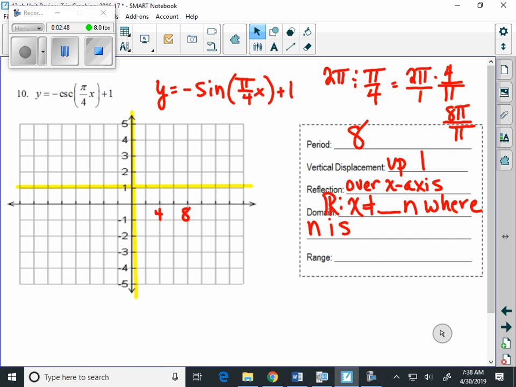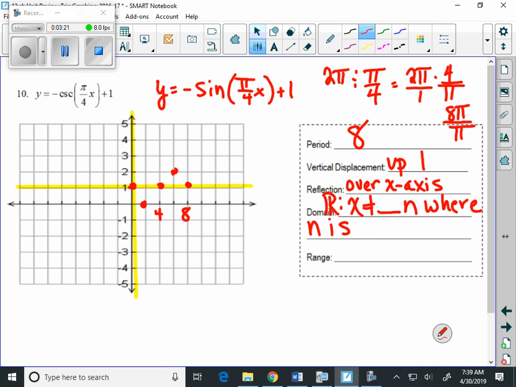But as we take a look at this now, again, we're going to draw our sine curve. And remember that sine starts at 0. So we start at 0, we end at 0, and our middle point is 0. And normally what we would do is go up a distance of 1 and then down a distance of 1, but we're reflecting the graph over the x-axis. So we're going to go down 1 and up 1 here.